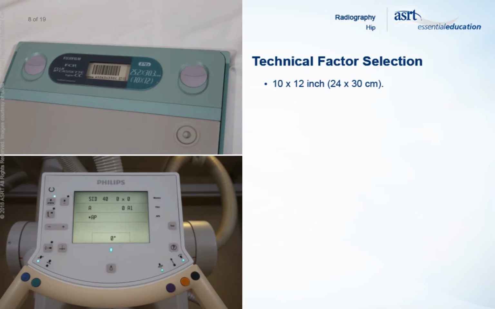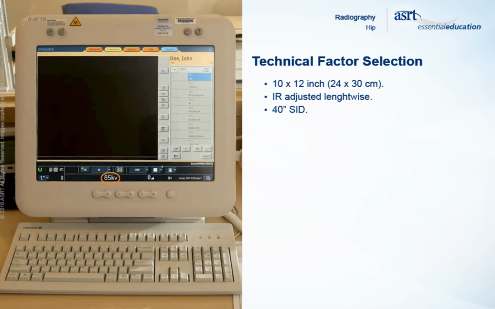A 10 by 12 inch or 24 by 30 centimeter image receptor is used for an AP projection of the hip and is adjusted lengthwise. The SID should be set at a minimum of 40 inches, although some departments may require a longer SID. 85 kVp is a common setting for an AP hip projection performed with a grid.